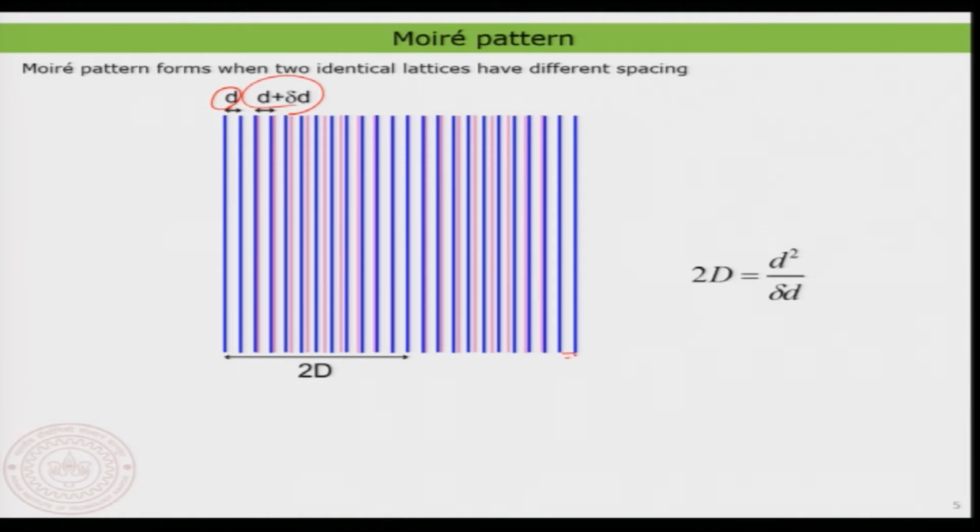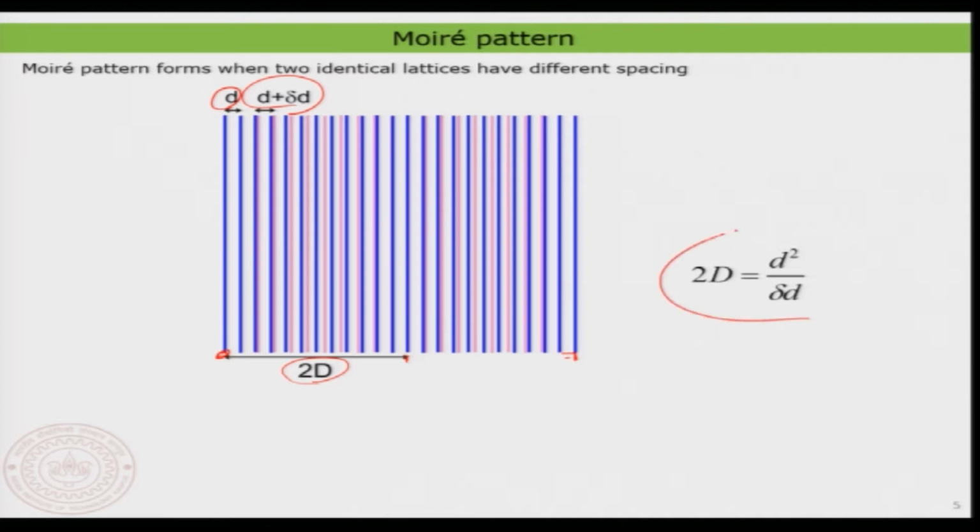Now something interesting happens. In the beginning, the two lattices coincide with respect to each other, but then after a long distance, about 2D, you can see that again they are merging, and after a long distance again they are merging, but in between the lattices are not matching. So in this image you also create some kind of a superperiodic pattern, with 2D being the lattice parameter of the super lattice.